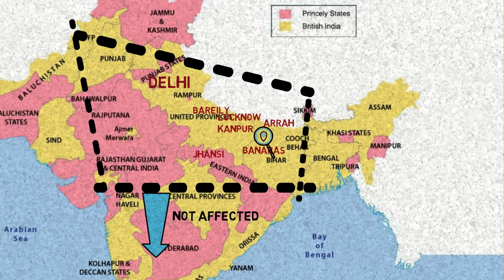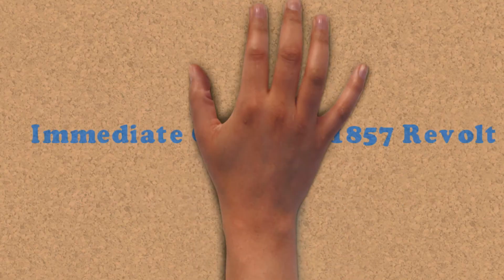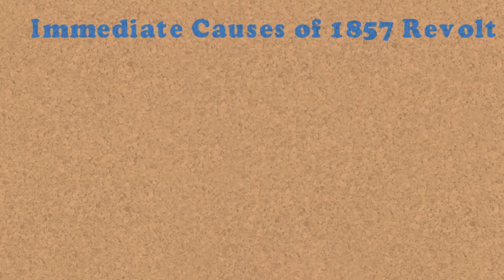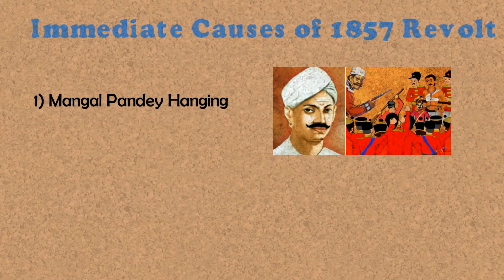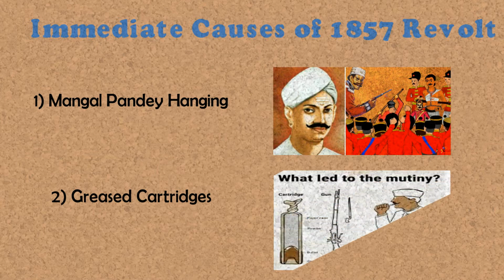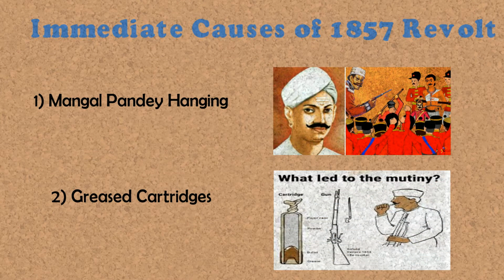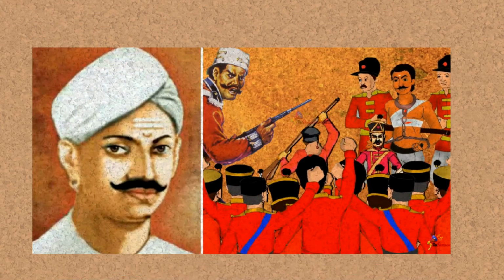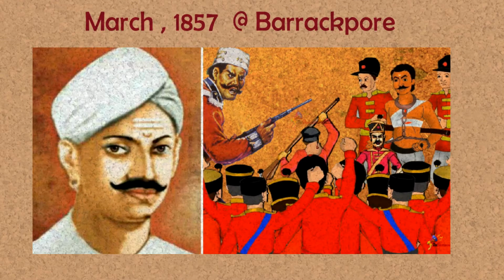We have already covered the underlying causes of the revolt, but there were some immediate causes that provided the spark for this revolt. These were the Mangal Pandey hanging incident and the famous greased cartridges incident. Mangal Pandey was a soldier from Barrackpore. He was sentenced to death for attacking a white superior in March 1857. This incident provided the spark for the revolt.